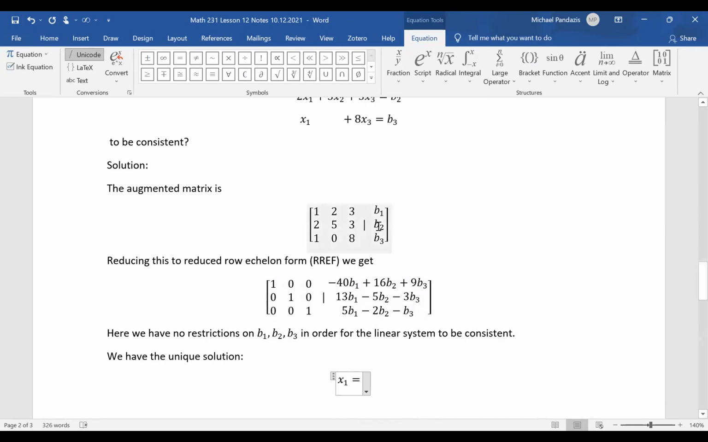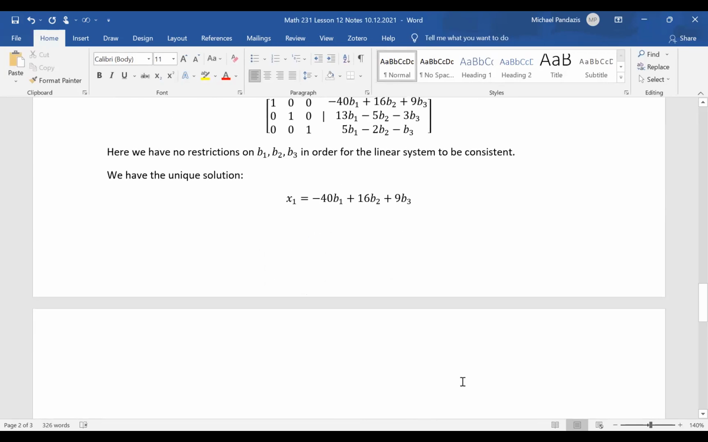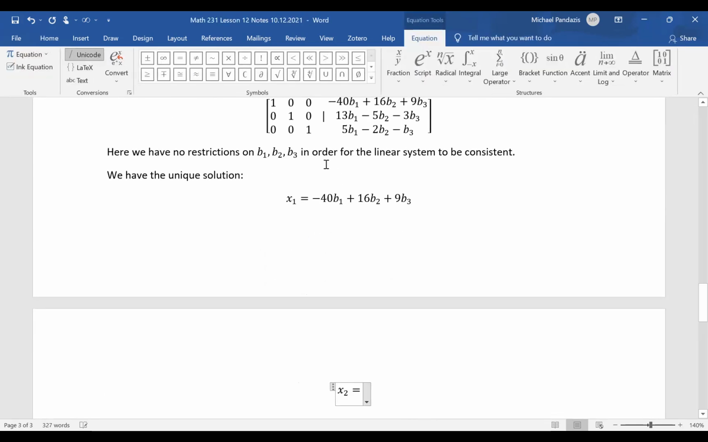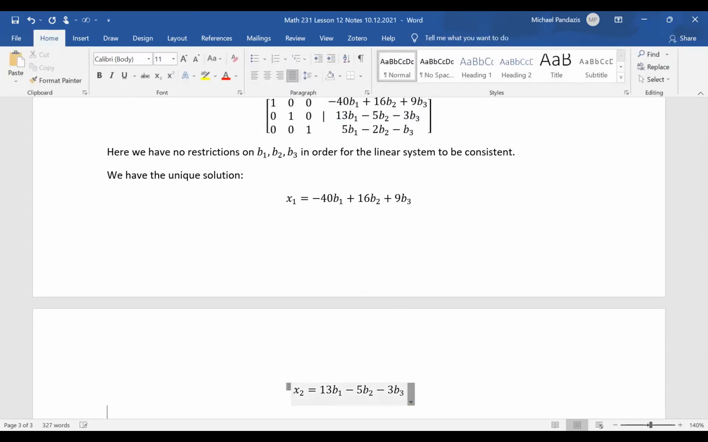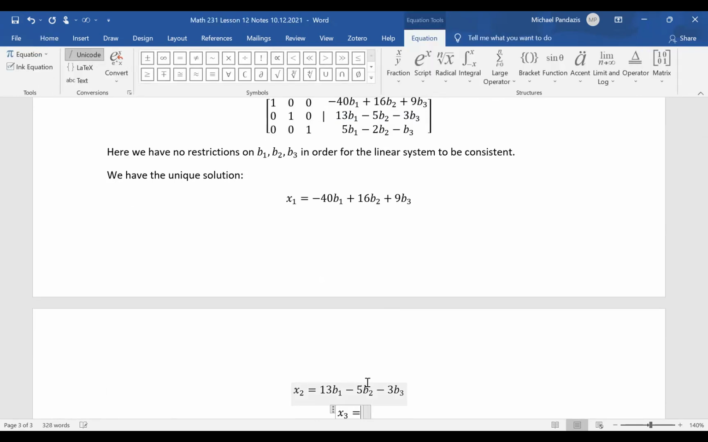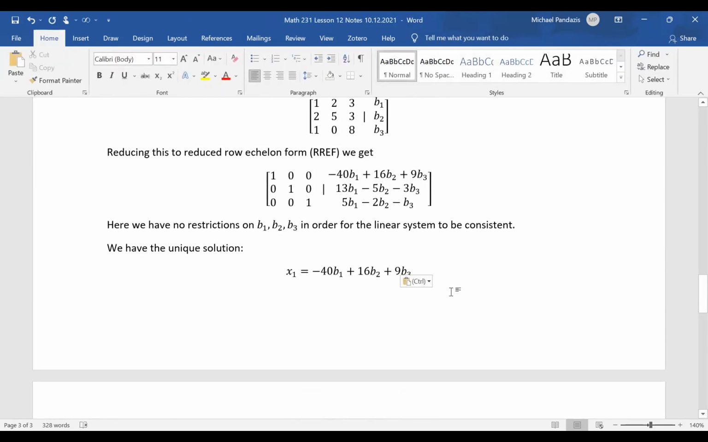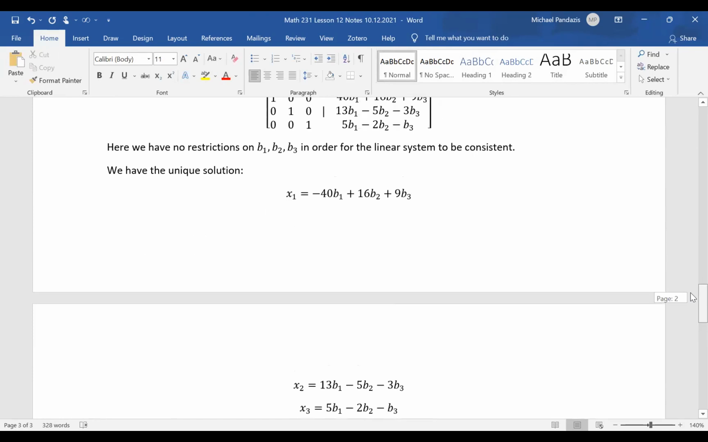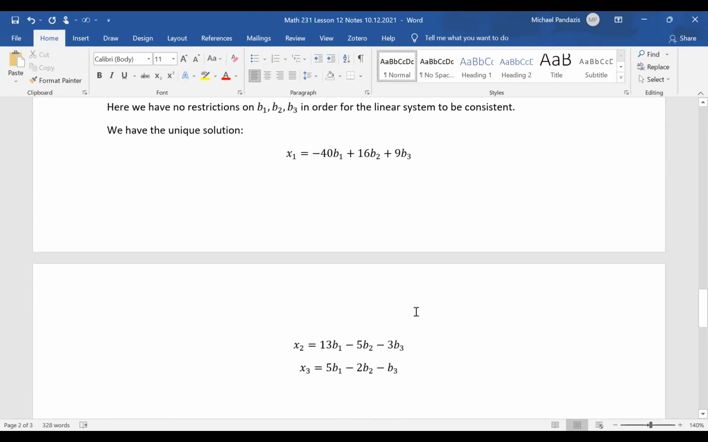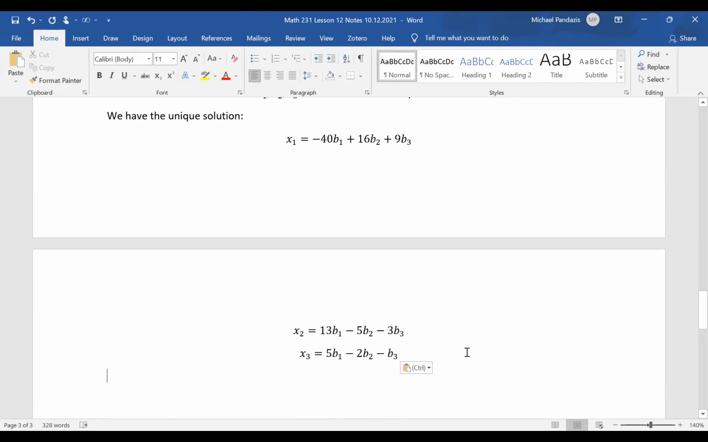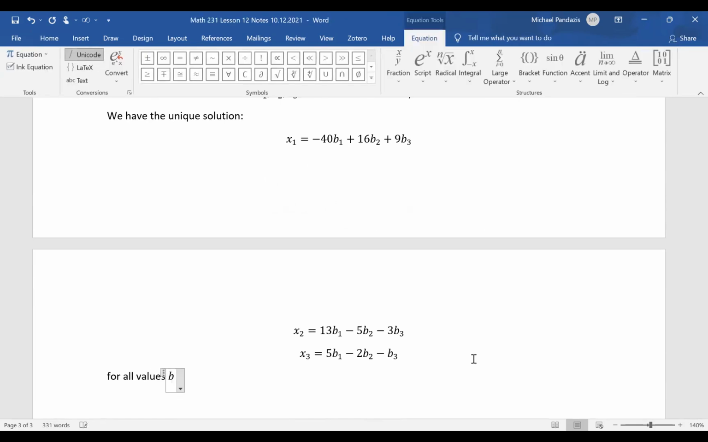x1 is equal to this expression. x2 is equal to this expression. And x3 is equal to this expression. Okay, so we have this unique solution. It's coming from this matrix here, for all values b1, b2, b3.